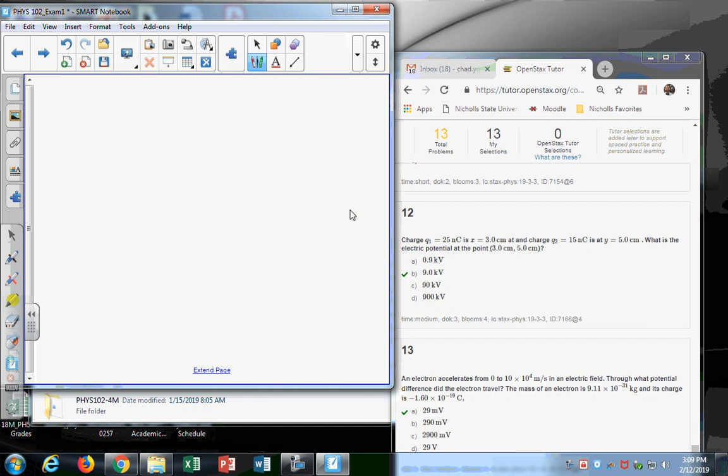Number 12, the hard part about this one is just knowing how to draw the thing. I have one charge at x equals 3 centimeters, that's 25 nanocoulombs. And then the other is at y equals 5 centimeters, right there. That's 15 nanocoulombs. They're both positive. And then I want to know what is the electric potential right here. What is V equal to? That's the hard part, just drawing the figure.